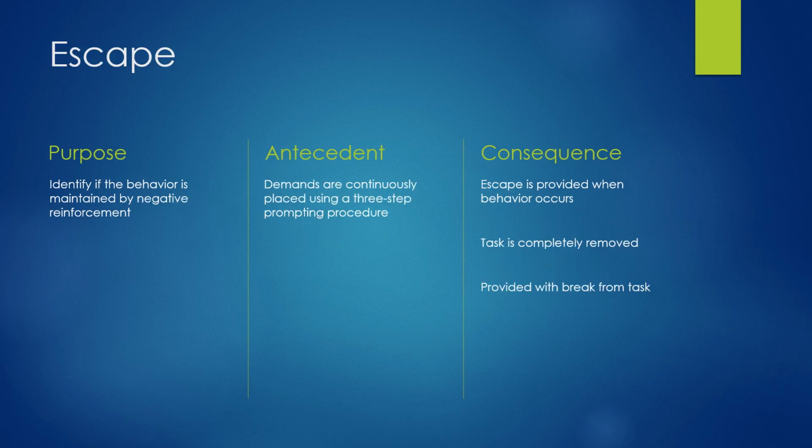The escape condition helps identify if the problem behavior is being maintained by negative reinforcement. During the escape condition, demands are continuously placed using a 3-step procedure. For example, for step 1, you can say, "Let's wash our hands." Step 2, you'd model washing your hands, and in step 3, you'd physically prompt hand washing. Should the problem behavior occur, escape from the task will be provided. You could provide the child with a short break before going back to the task.